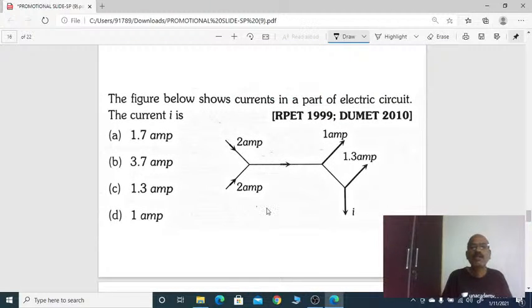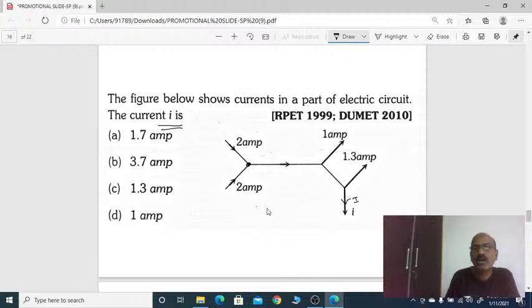Now find the current I. The figure below shows the current in part of a circuit. What is the current I here? Very simple, see this junction and apply the junction rule. Current entering is positive, current leaving is negative. 2 ampere is coming towards the junction, 2 plus 2, 4, and the 4 is leaving away.